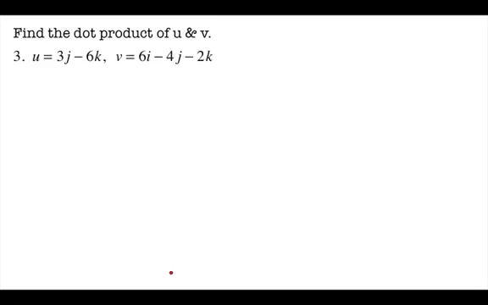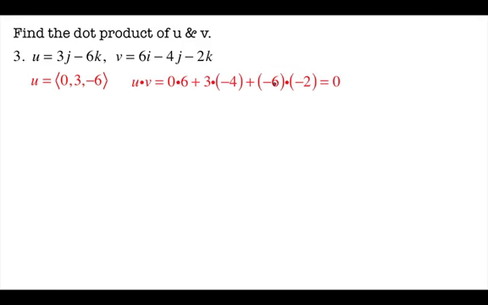It says find the dot product of U and V, so we apply the formula. So here's vector U. Notice that this is missing the i component, so that's why we can rewrite it in component form as 0, 3, -6, and then I'm going to multiply this times the components of vector V, and once I do that, this is the operation that I must follow, and it turns out to be 0. So the dot product of U and V is 0. Let's move on to number 4.